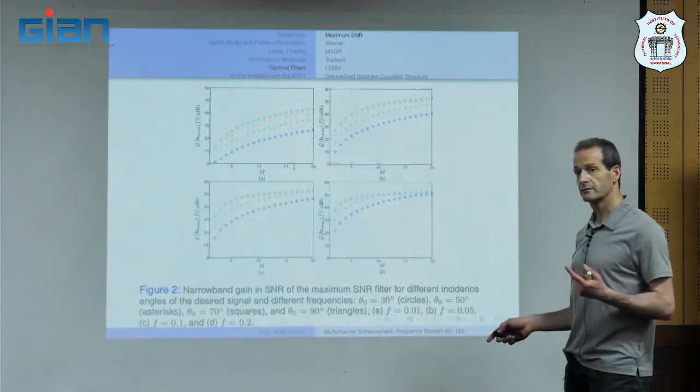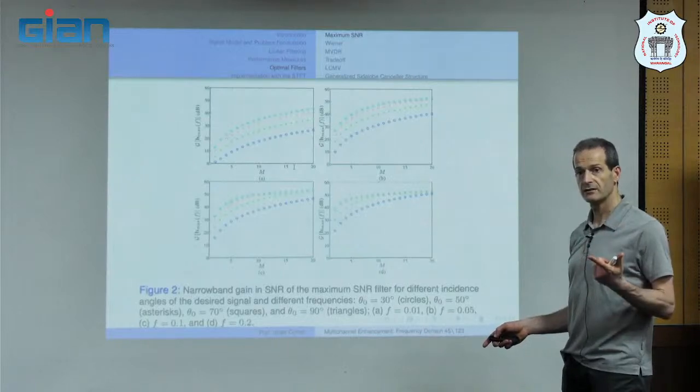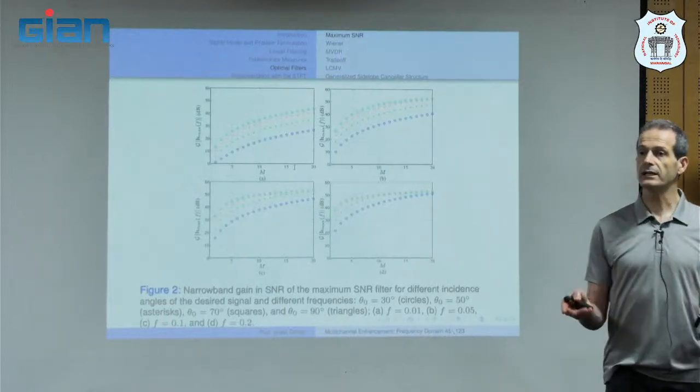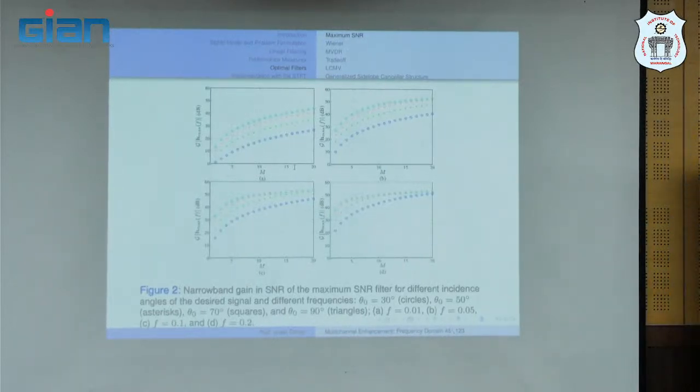Why is that? Why, when we have higher frequencies, do we get better output SNR? Exactly. Because it's more directional. With the same number of sensors, the beam width of the main beam becomes narrow. So when the frequency is higher, the beam becomes more narrow, so we are able to spatially filter different directions better, and we can increase the output signal to noise ratio.